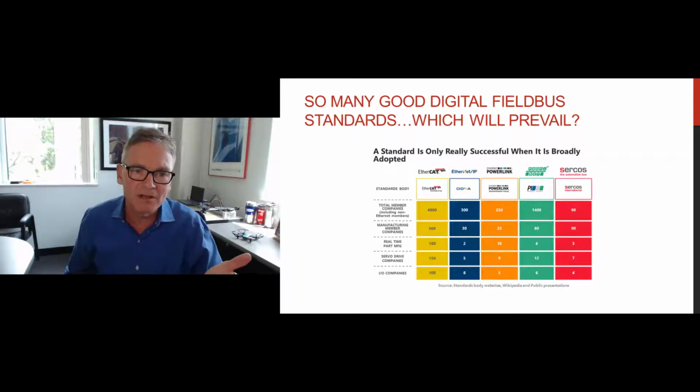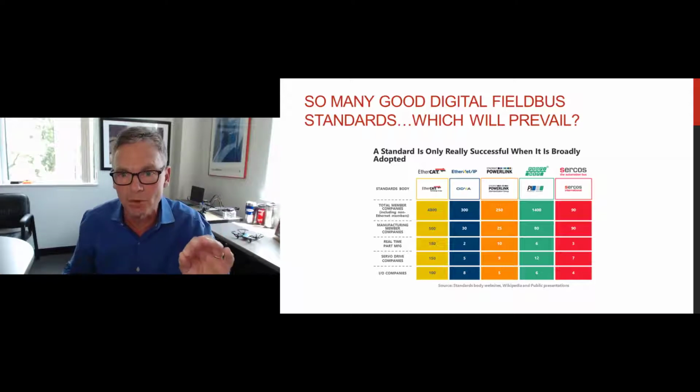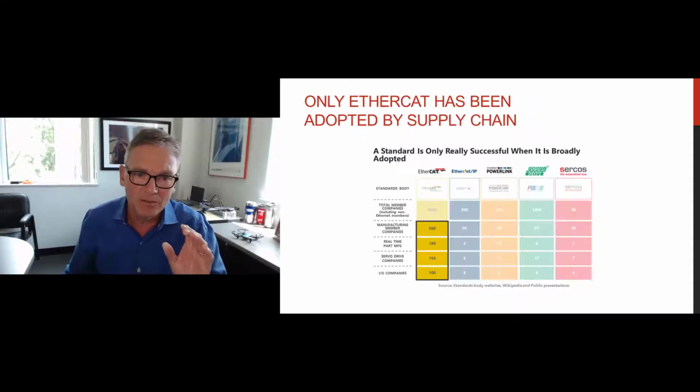So with respect to the standards, I'm just going to make a quick comment about which standard we think is the best. There are 5 major Ethernet-based standards. 3 of them, Profinet, SERCOS, and EtherCAT, really have very similar performance profiles. But the one that really stands out is EtherCAT. And the reason is that so many vendors in the supply chain have adopted it as a standard.